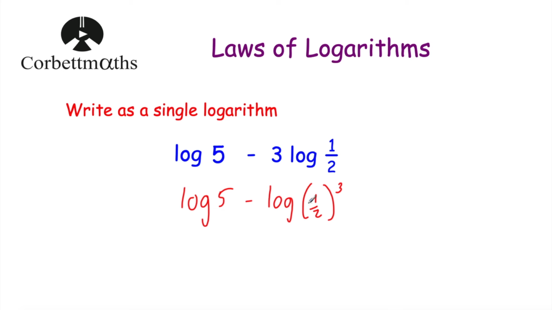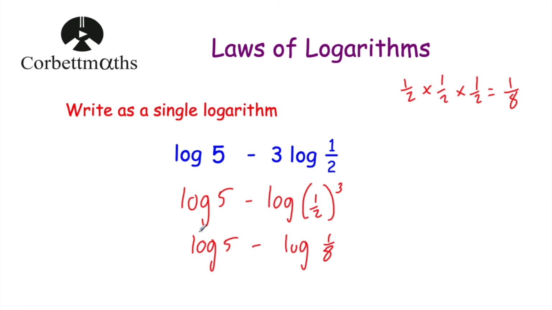Okay, now let's work out what a half cubed is, because that'd be quite nice if we knew what this is. So we've got log 5 subtract log, and let's work out a half cubed. So we've got a half times a half times a half, and a half times a half is a quarter, times a half would be an eighth, so that's an eighth. So we had log of a half cubed, well, a half cubed is an eighth. So we've now got log 5 subtract log an eighth.